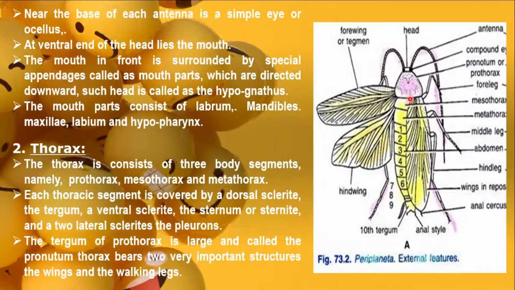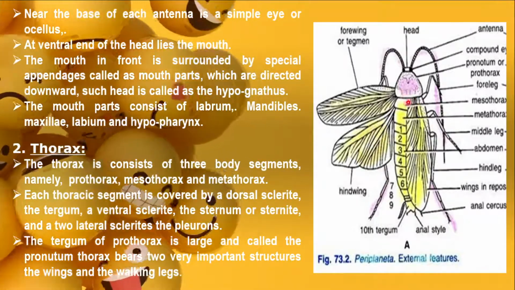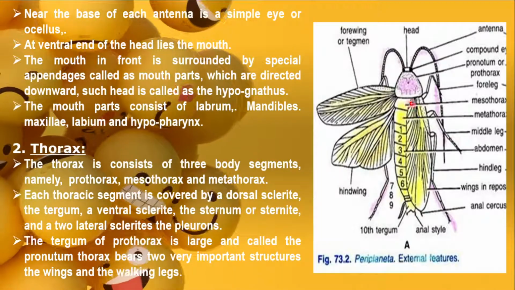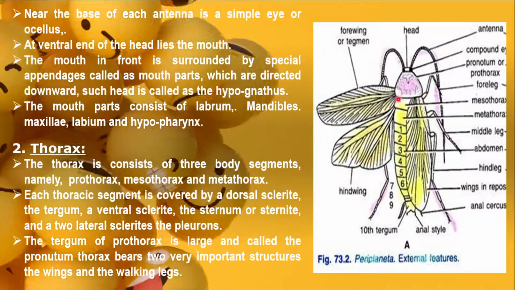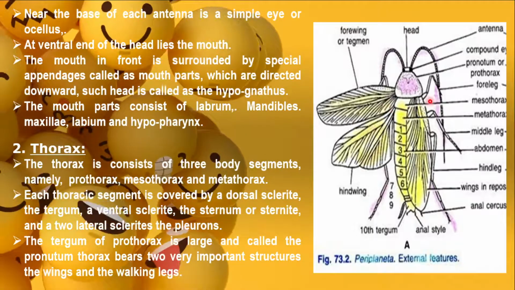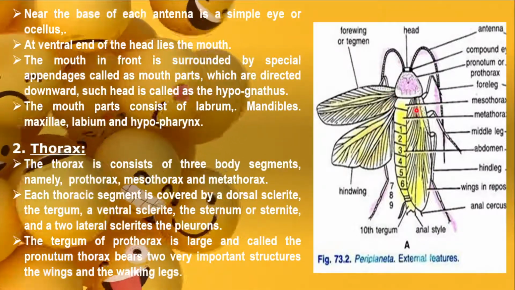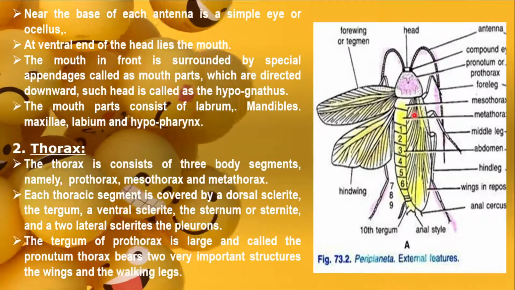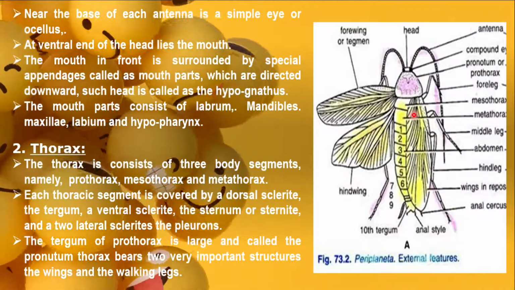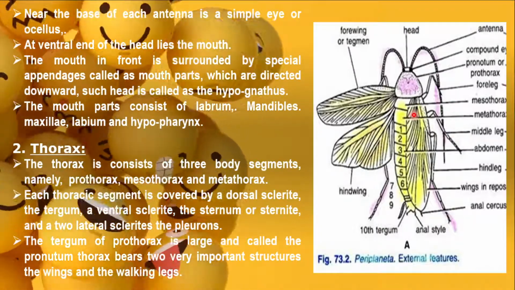The tergum of the prothorax is large and called the pronotum. Prothorax means the first segment of the thoracic region, so it is large as compared to the last two thoracic segments. So the prothoracic segment, the first segment of the thorax, is called the pronotum.